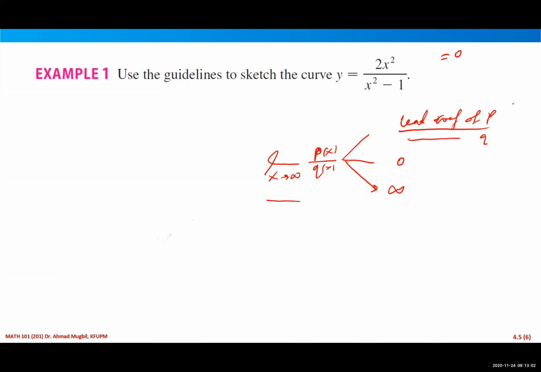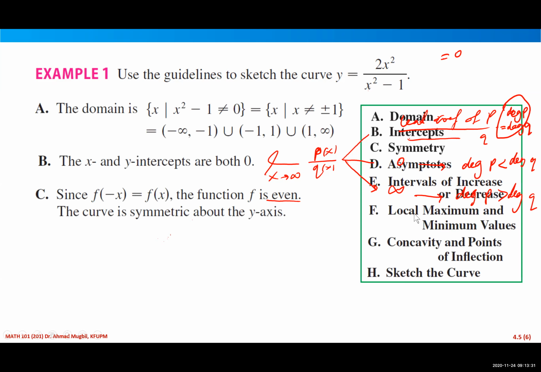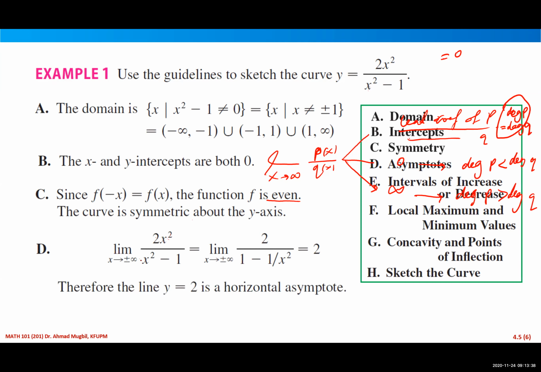The first case is if the degree of p equals the degree of q. The second is if the degree of p is less than the degree of q. And the third is if the degree of p is greater than the degree of q. Is that clear? You should know this from before. Clearly here we have the same degree, so it will be 2 over 1, the leading coefficient over the leading coefficient.